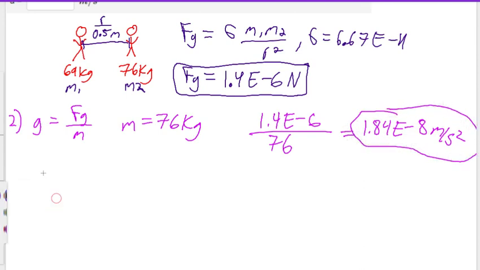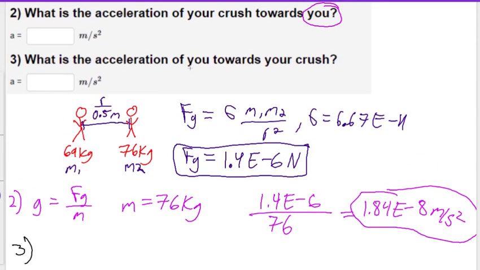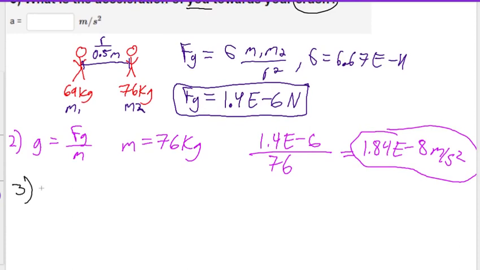Number 3 is asking basically the same question, just reversed. It says, what is the acceleration you feel towards your crush? So if I'm the one accelerating now, I'm going to use my mass in this scenario. So Fg over m, in this case, the m is going to be my mass, which is 69 kilograms.